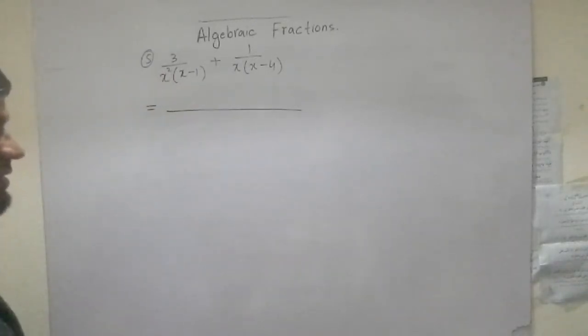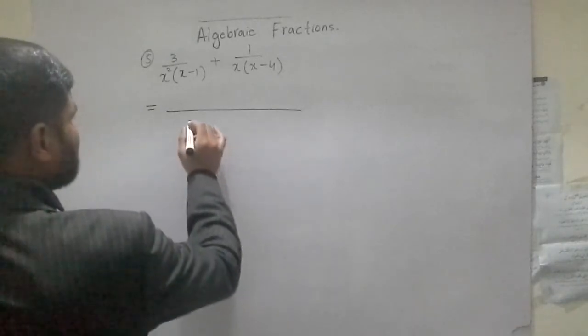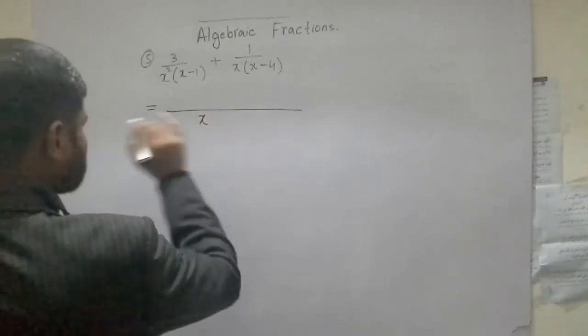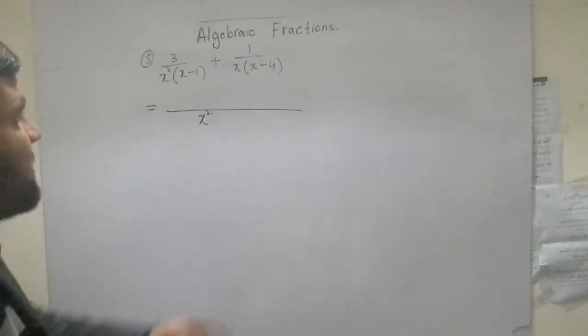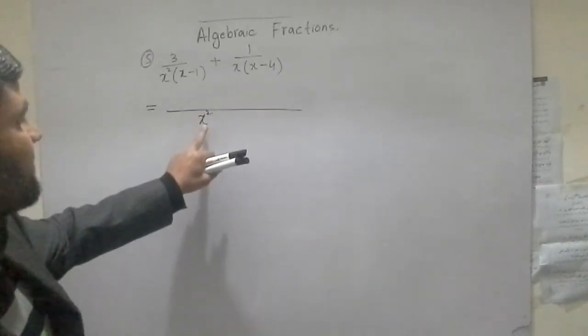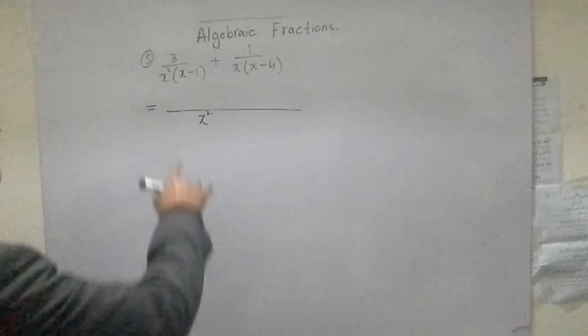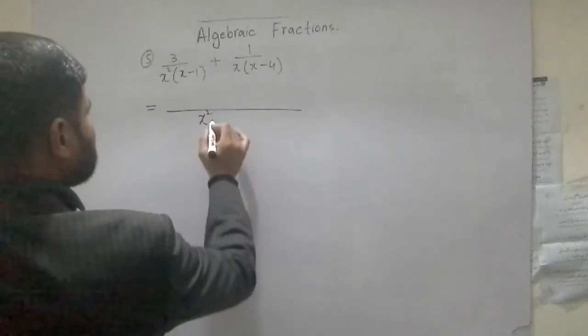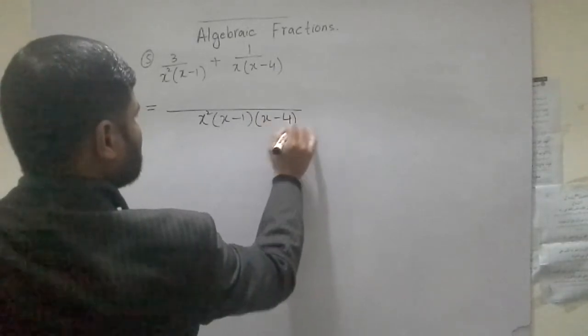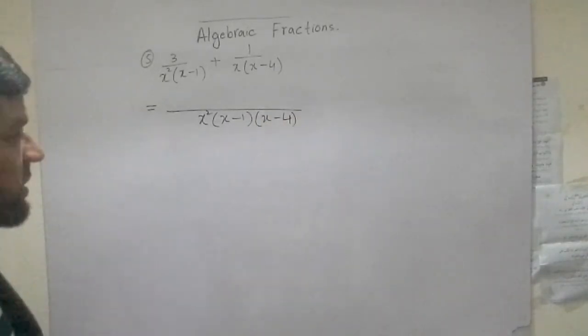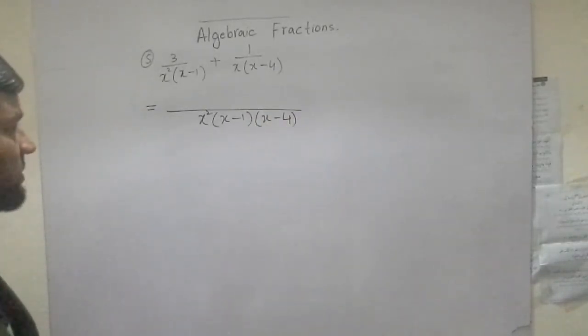So x squared can be taken as our lowest common multiple, and don't write this x here, since this x will be covered within the same x squared. So what is left is x minus 1 and x minus 4. Now this is our LCM, which is the lowest common multiple.